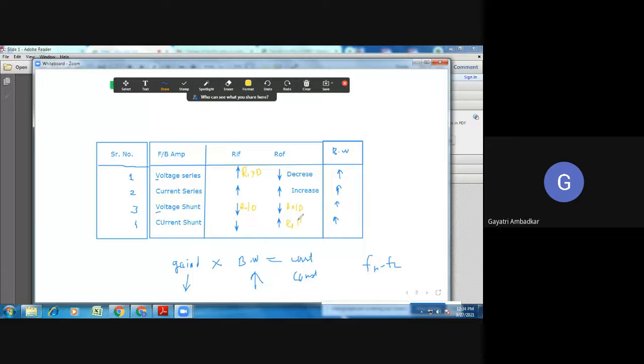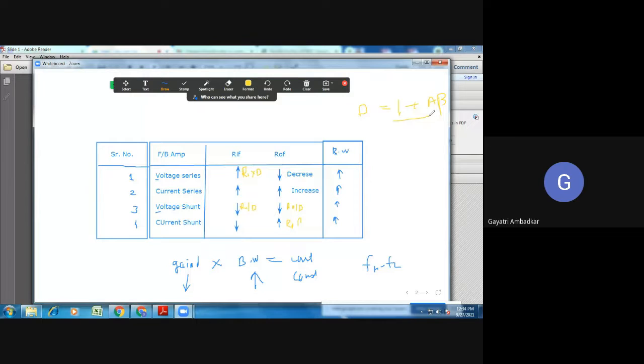D is called desensitivity. Now, what is this desensitivity? This desensitivity D is given by 1 plus A beta. Remember this 1 plus A beta. We will go further into more detail on what this desensitivity actually is.